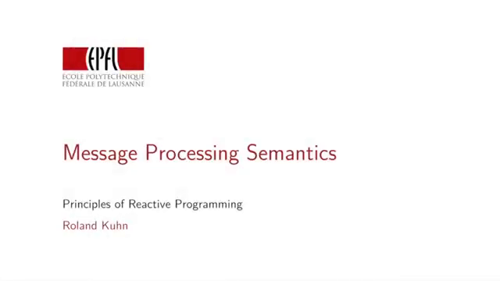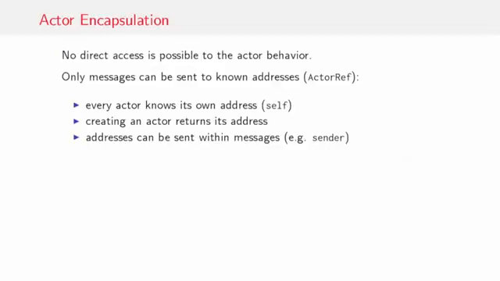Actors live and breathe in messages, so now we will take a look at how exactly messages are exchanged between them. The most important property of actors is that access to their state is only possible by exchanging messages. There is no way to directly access the current behavior of an actor.